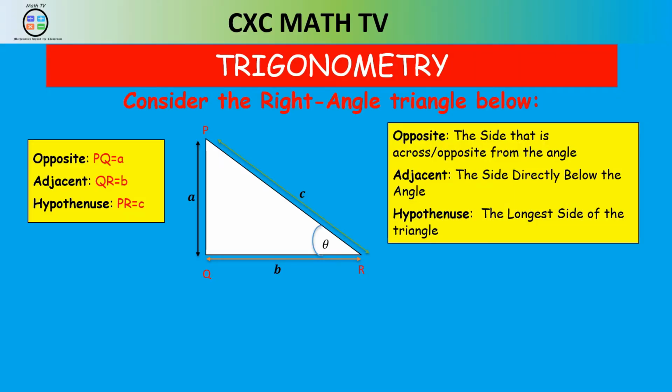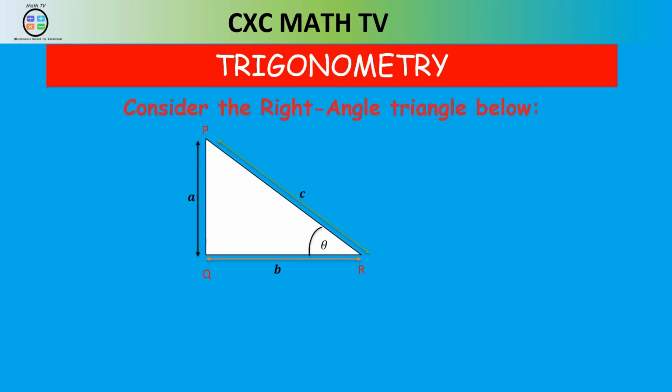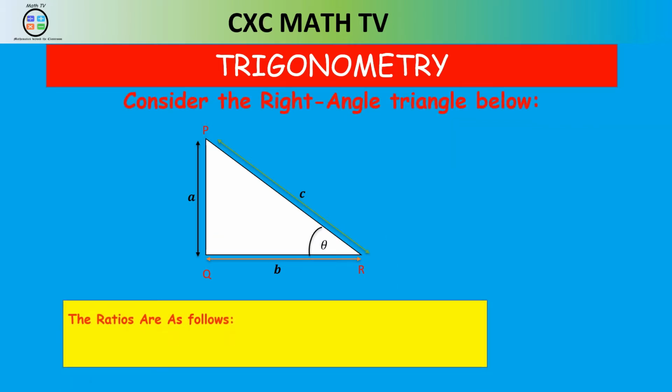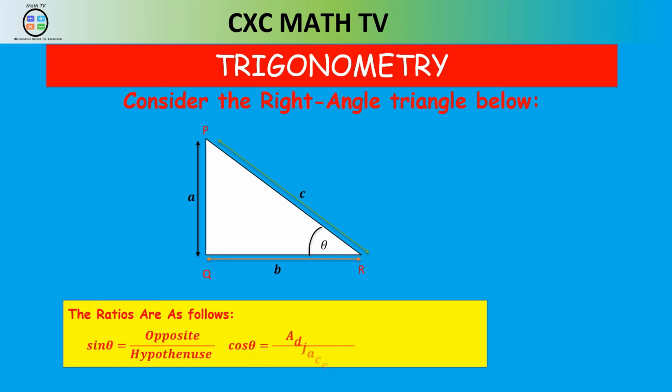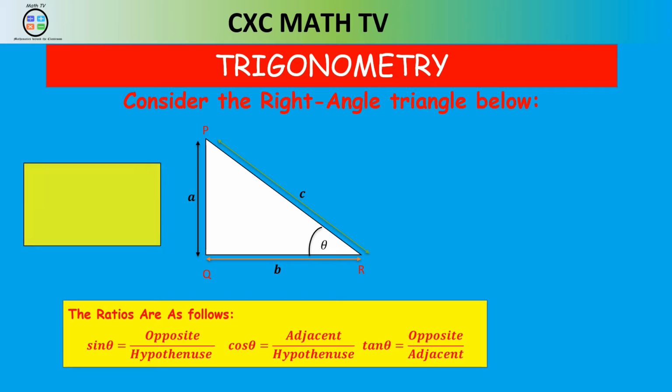Now that you've seen our calculator and you saw sine, cos, and tan, the trig ratios are saying that the sine of theta is the opposite divided by the hypotenuse. The cosine of theta is the adjacent divided by the hypotenuse, and the tan of theta is the opposite divided by the adjacent. Just bear in mind, our opposite is A, our hypotenuse is C, and our adjacent is B.